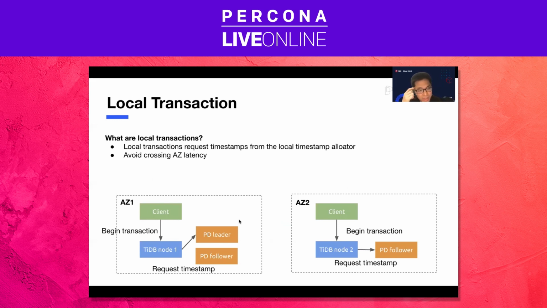And then TiDB can request timestamps from the local timestamp allocator, which saves cross-region access. Those transactions are called local transactions. In this picture, TiDB node 1 requests timestamp from the PD instance in AZ1, and TiDB node 2 requests timestamp from the PD instance in AZ2.